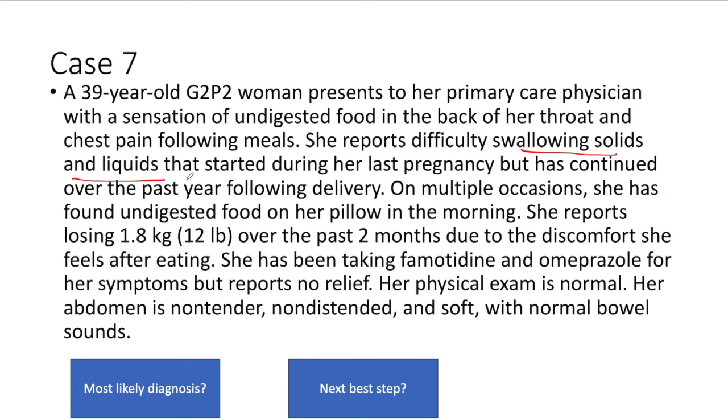The bird's beak. Yes, good. You're absolutely right. Manometry is an excellent answer and something that they definitely want you to know. Okay.